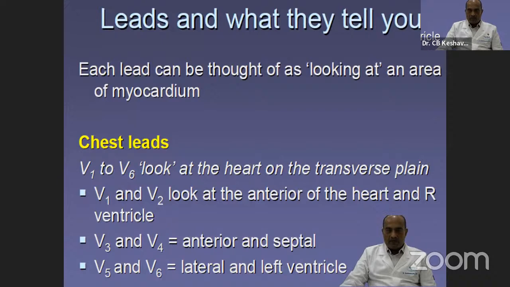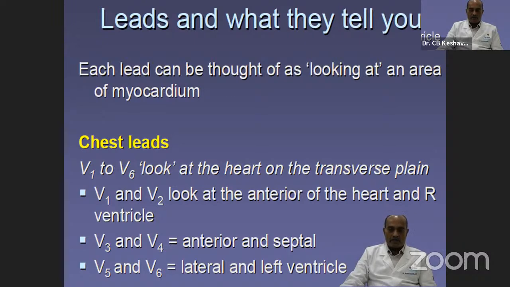So next we look at the chest leads, where V1 to V6 look at the heart on the transverse plane, that is in a plane which is perpendicular to the coronal plane. V1 and V2 look at the anterior part of the heart and the right ventricle. V3 and V4 are called the anterior and septal leads, and V5 and V6 are called the lateral leads. These are the common nomenclature.